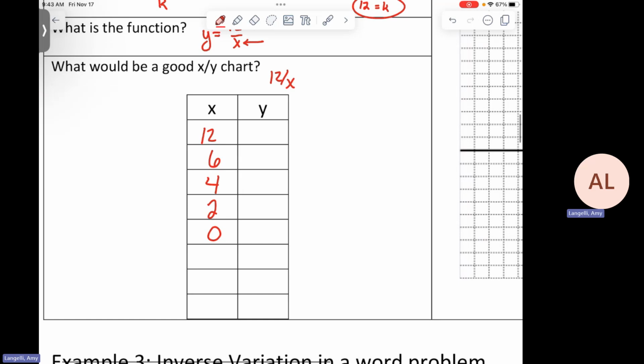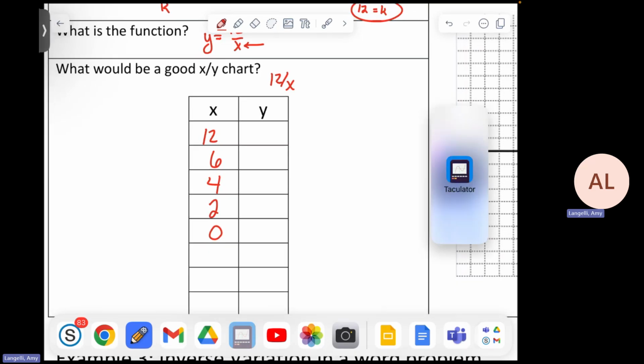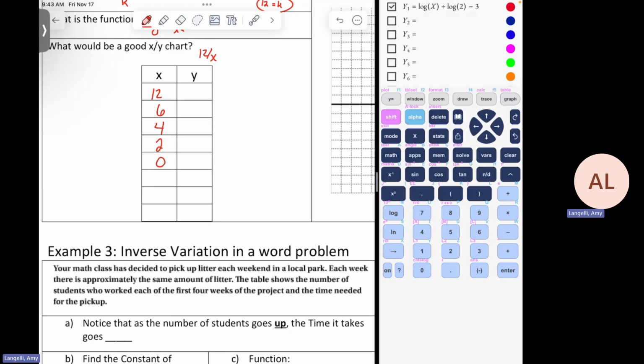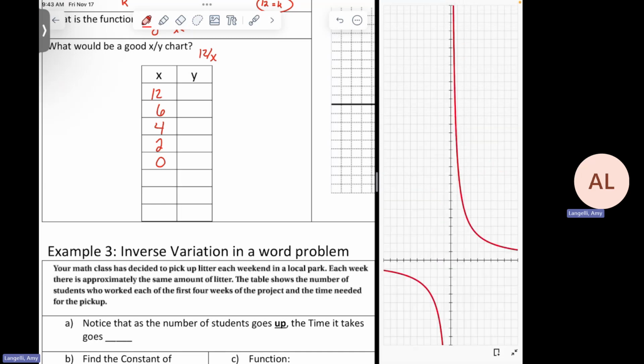Maybe if somebody can plug those in, I'm going to get your calculator. I'm going to type it in so you can see what the picture is, like nothing you've ever seen before. So there it is, 12 over x. That's what it's going to look like. It didn't go through on your screen. Come on, buddy. There you go. That's what it's going to look like once we graph it. Kind of a weird little shape. We're not used to that shape.